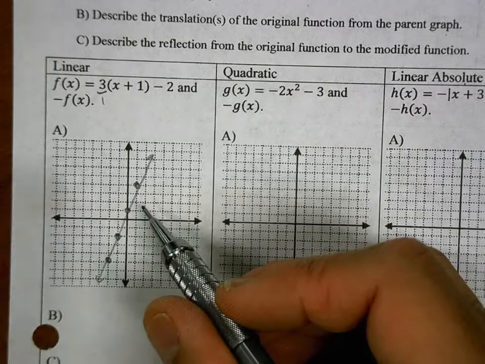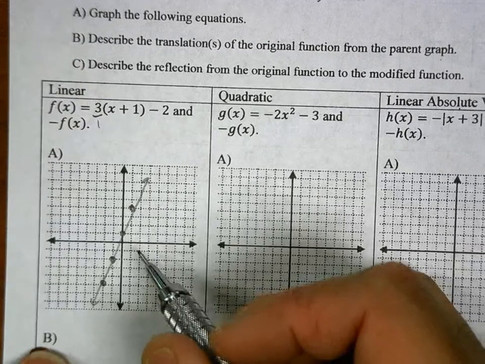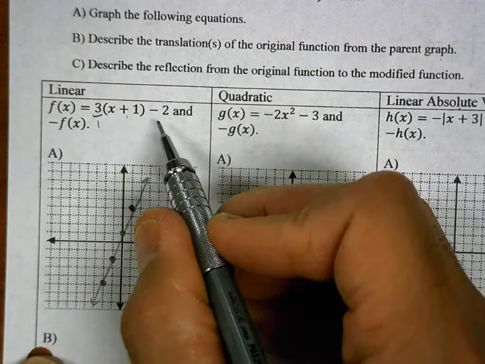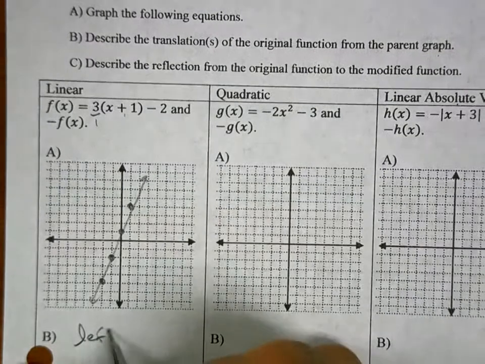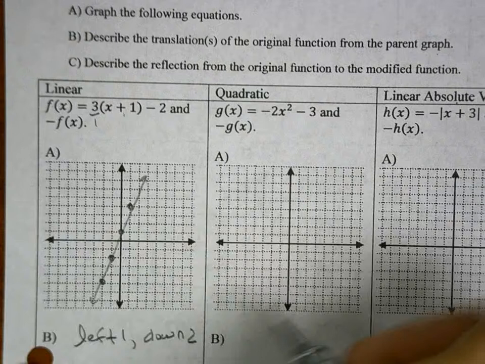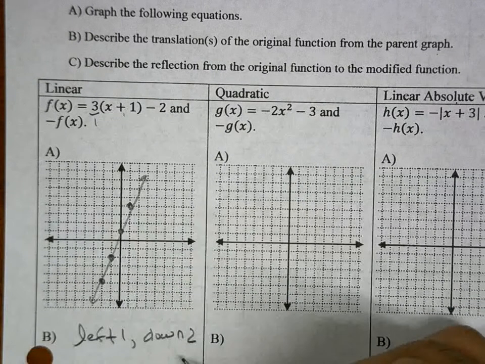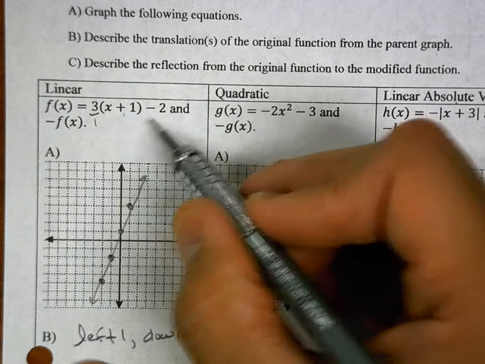Let me go ahead and answer part B. It says describe the translation. Well, we know what it did. It went 1 left and down 2. So I'll just put left 1 and down 2. Okay. Just what we did to graph this function right there.